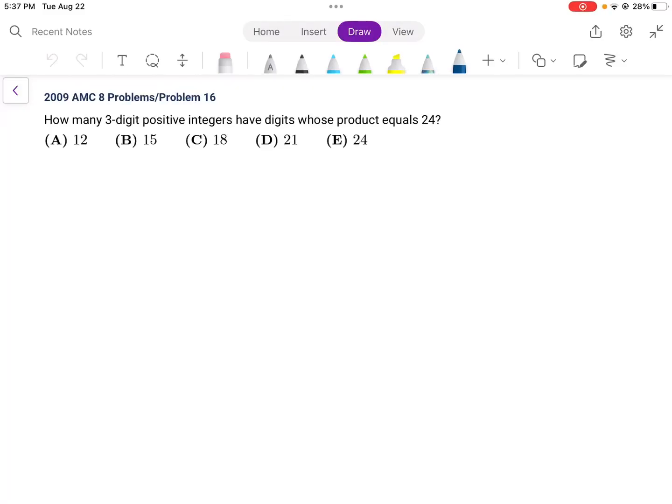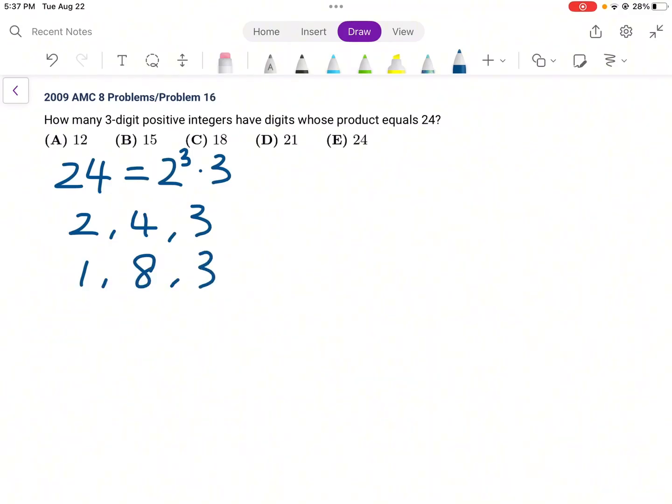Problem 16. Because 24 can be written as 2 to the power of 3 multiply 3. Therefore, the 3-digit combination can be 2, 4, 3, or 1, 8, 3, or 1, 4, 6, or 2, 2, 6.